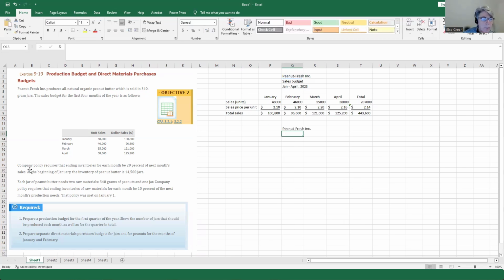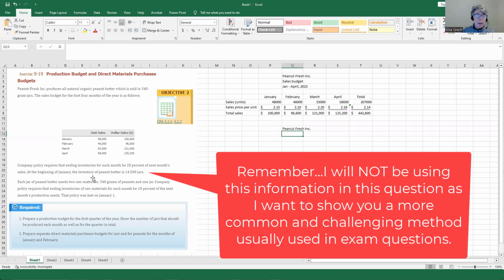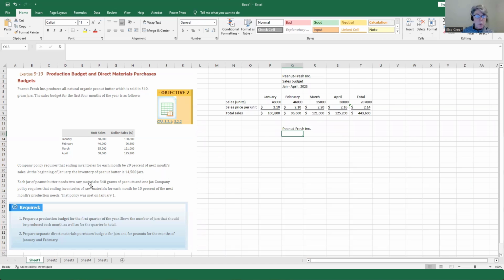It says company policy requires that ending inventories for each month be 20% of the next month's sales. At the beginning of January, the inventory of peanut butter is 14,500 jars. Each jar of peanut butter needs 2 raw materials. Okay, we're going to pause here because they're asking us to do the direct material purchases budget. I want to do the production budget. So start with the production budget.